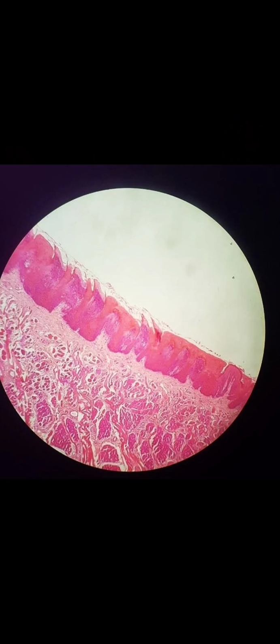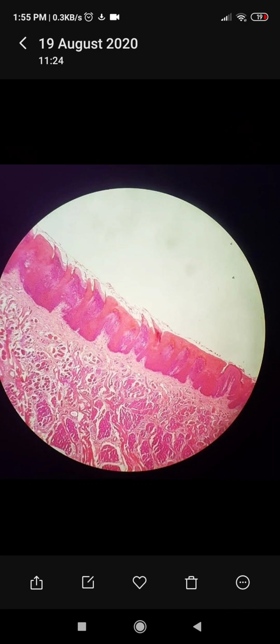Now this is the histological section of the tongue on 10x power. This is the power usually used in the examination, and the section of the tongue appears like that, having the mucosa, the epithelium and the lining lamina propria, and then the muscle layer. So this is how it appears in the histological section.